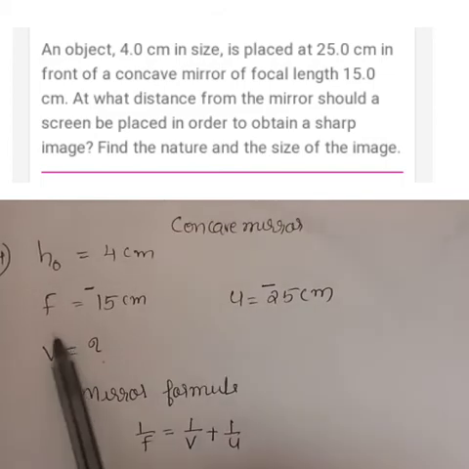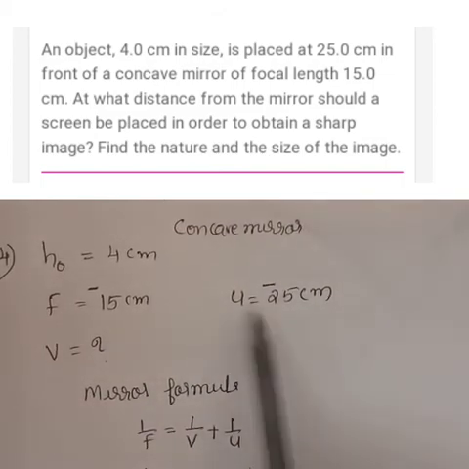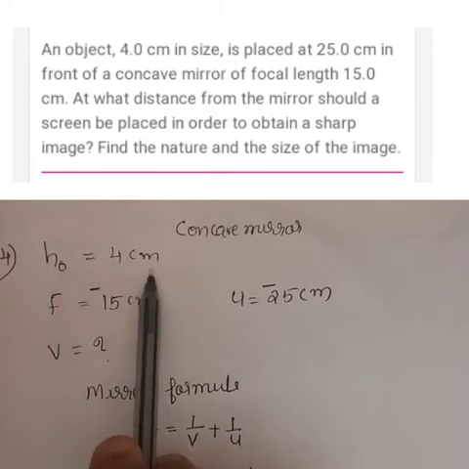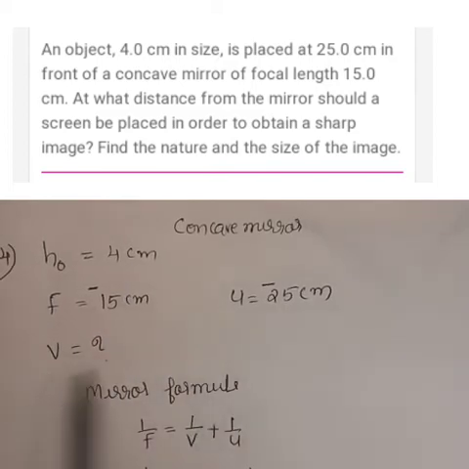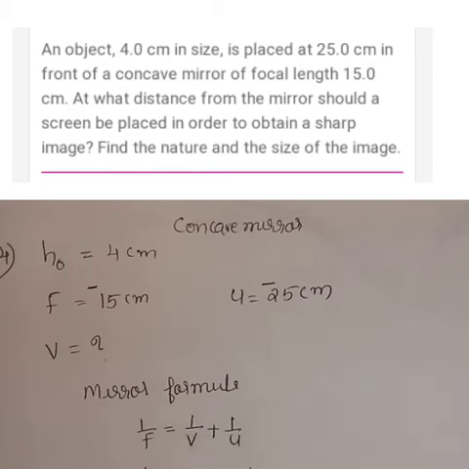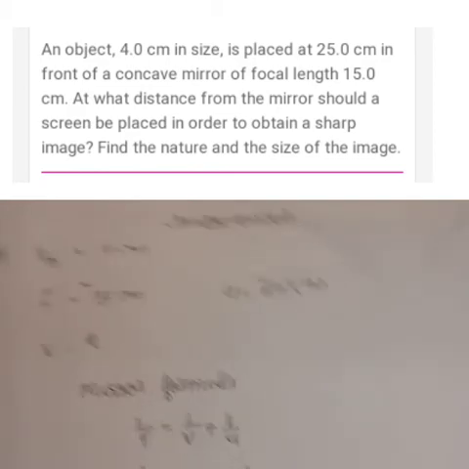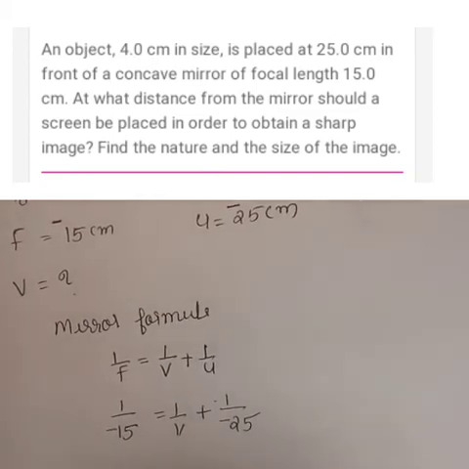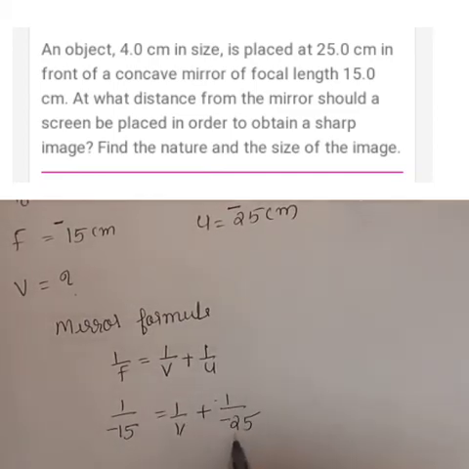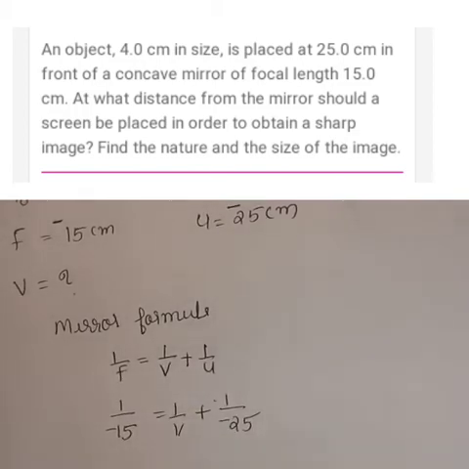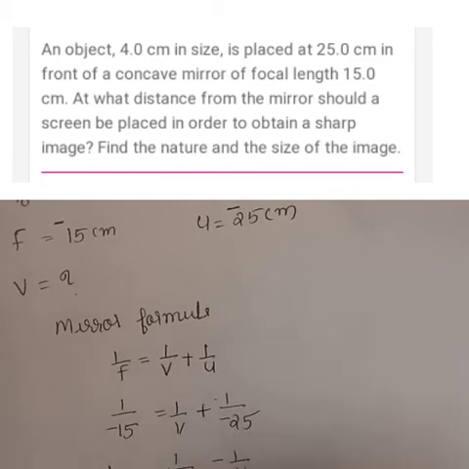In that question, focal length is given, u is given, and also one more term, height of the object is given. So if f and u are given, then you have to use the mirror formula. 1 by f is equal to 1 by v plus 1 by u, and substitute the values. Then you have to find out the third term, that means image distance. So what is 1 by v? You have to take 1 by minus 25 to the other side, so it becomes positive 1 by 25. So 1 by v is equal to 1 by 25 minus 1 by 15.